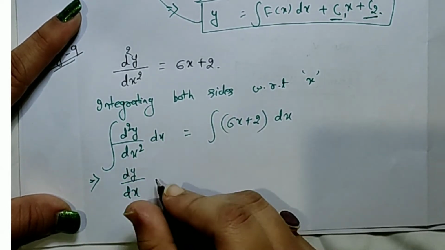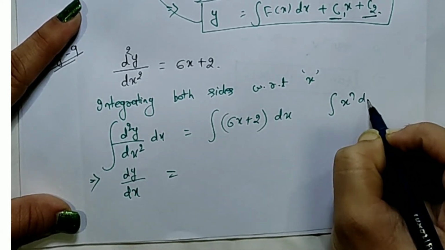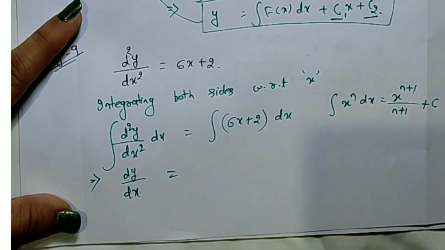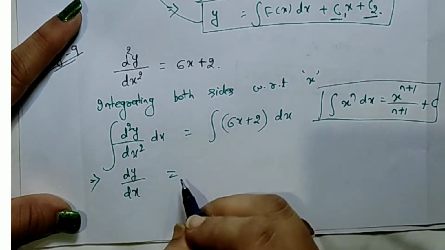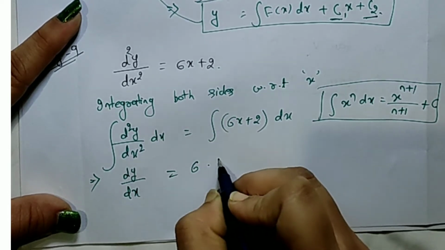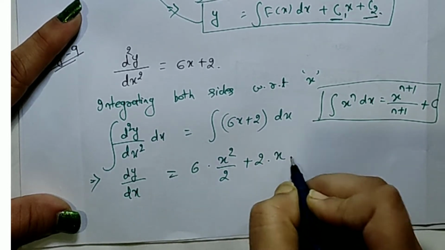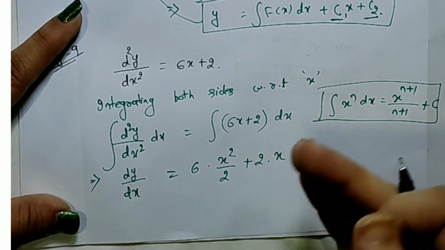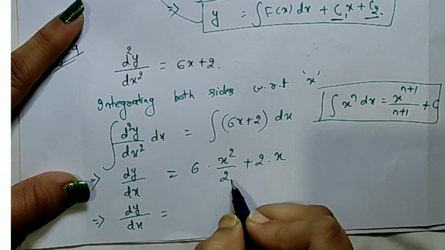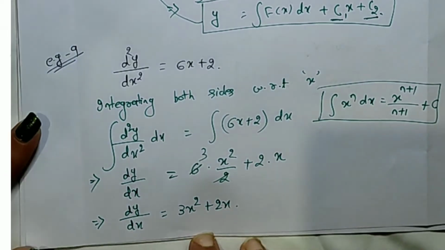Now, the integration of this function will be, as I have already told you, the integration of x power n dx is x power n plus 1 by n plus 1 plus c. This is the formula. So 6 is a constant and stays outside the integration. Now the integration of x will be x square by 2, plus 2 is a constant, and the integration of dx is x. We already know all this from the integration chapter. This implies that dy by dx is equal to 3x square plus 2x. Clear?